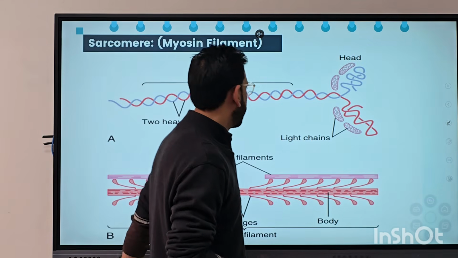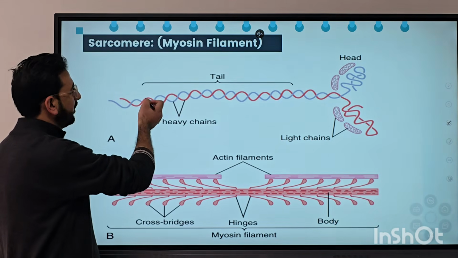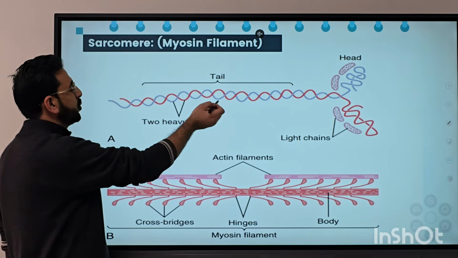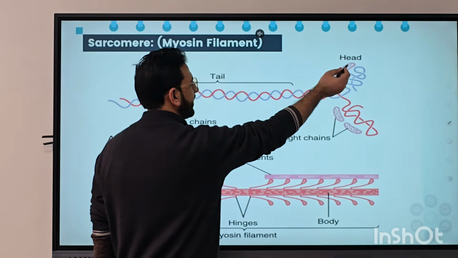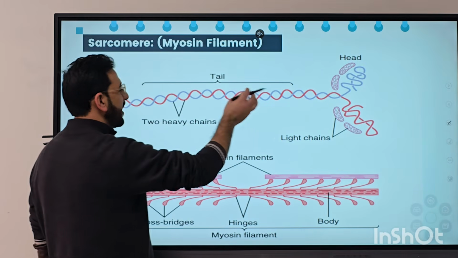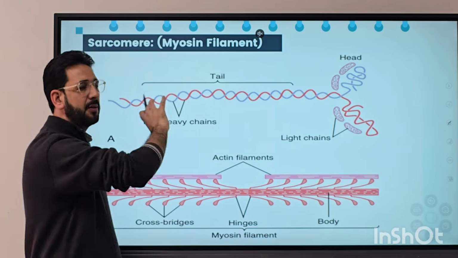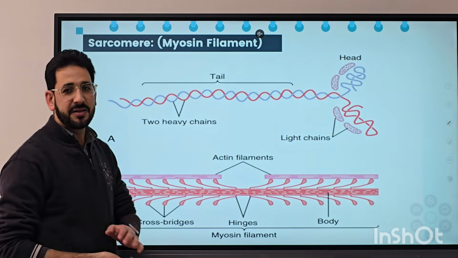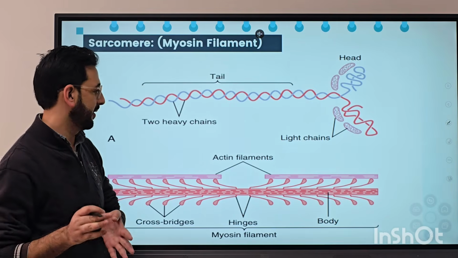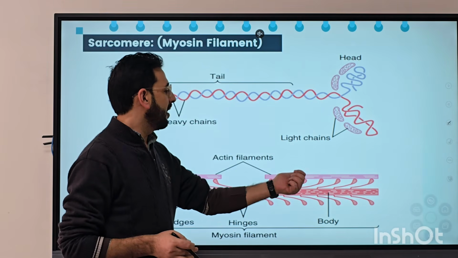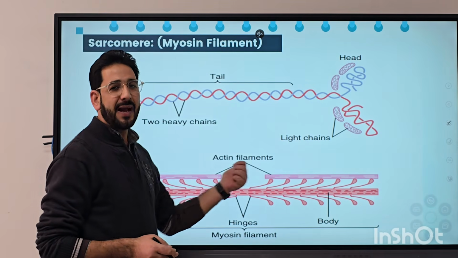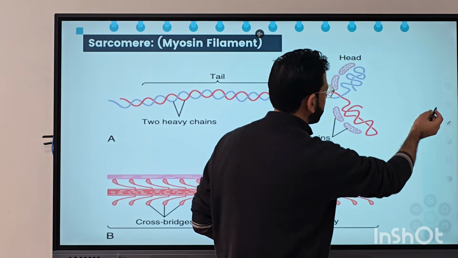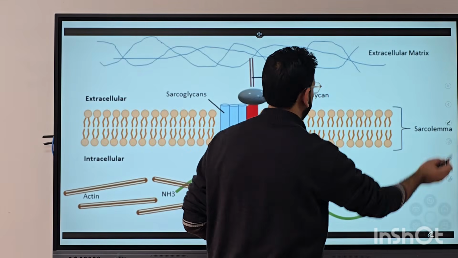Now, here you can see we have the molecule, that is the myosin molecule. Here you can see there are the 2 heavy chains and there are the 4 light chains here. And once many myosin molecules combine together, they form the filament, that is the thick myosin filament. And these myosin filaments will attach to the thin actin filament, and that will lead to the muscle contraction that we will see in the upcoming lectures.